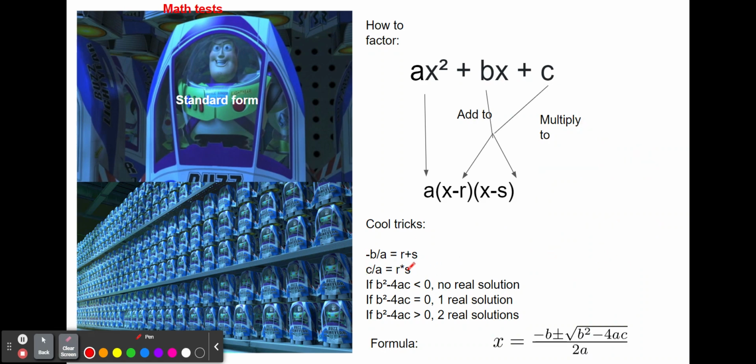Next up, we have c over a is the product of the roots. If we remember, our c was 12, and we're just assuming our a is 1. So 12 over 1 is just 12. And remember, 4 times 3 is 12.